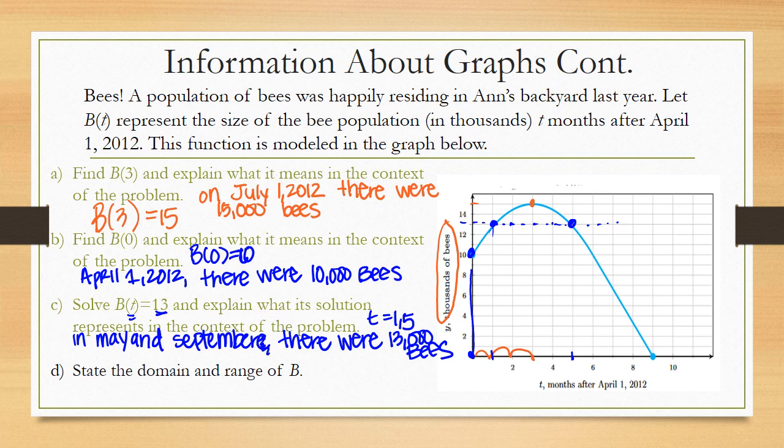And then last, state the domain and range of B. So our domain: the smallest x value is 0, and we're including that. And the largest is 9, and I'm also including that. And for our range, the smallest y value is 0, and the largest y value is 15. And we're including both of those.